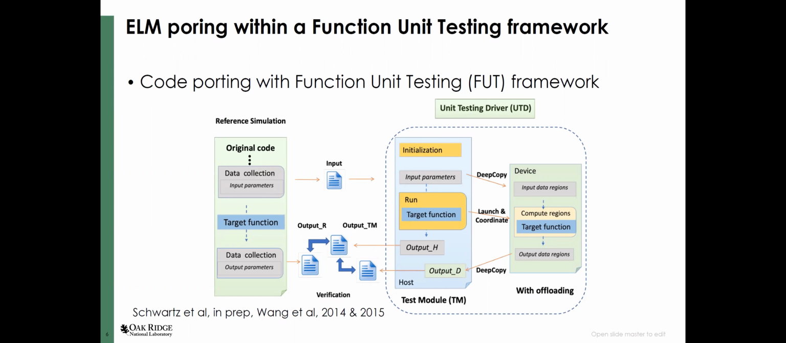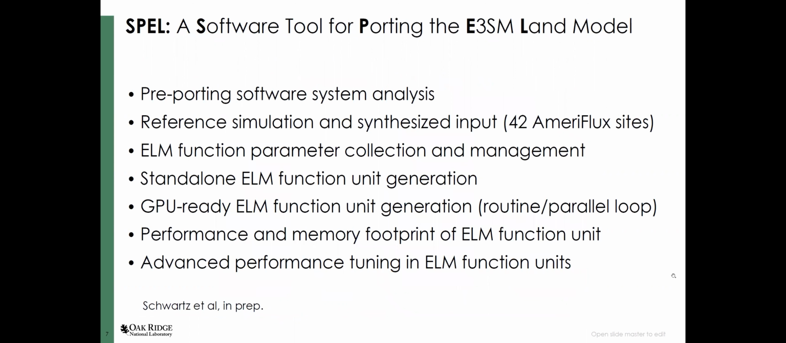So for pretty much all the subroutines, we do this first in what we call an automatic fashion. And in order to make these things more automatic, we create software tools we call the SPEL. They help us do some pre-porting software analysis and help us set up the reference simulation and primarily handle and manage the function parameters. And then we can create a standalone function unit test module.